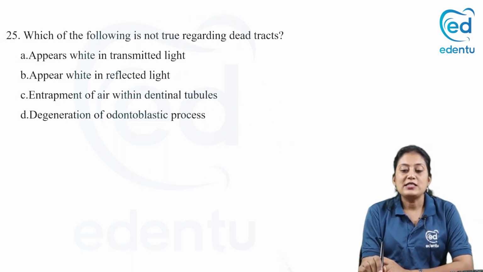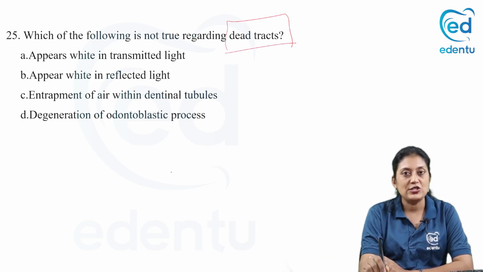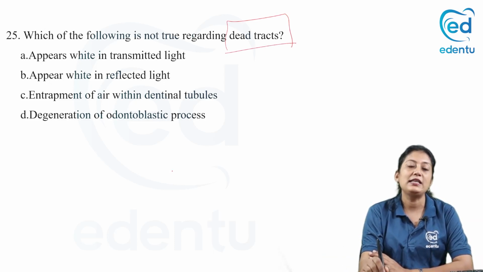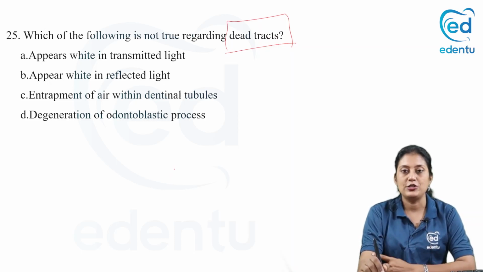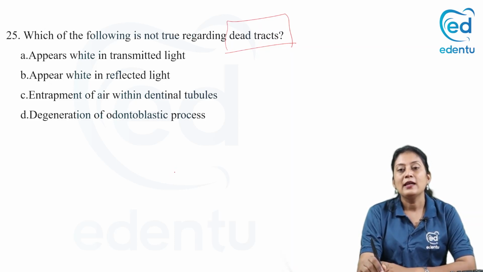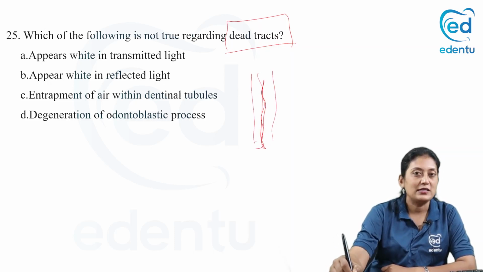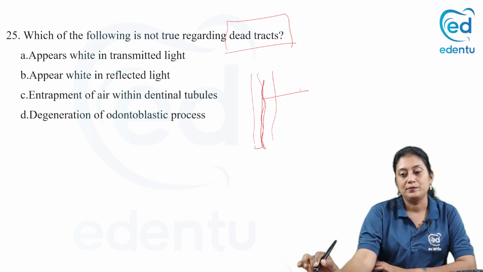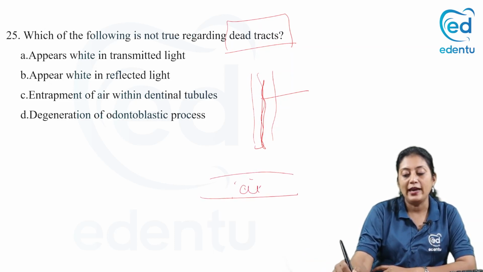Which of the following is not true regarding dead tracts? We know that a dead tract is one of the age changes in dentin. Also, it can be seen in teeth which have attrition, caries or any pathology. What will happen at that time? The dentinal tubules which contain the odontoblastic process will degenerate. So the tubules will appear empty and be filled with air.